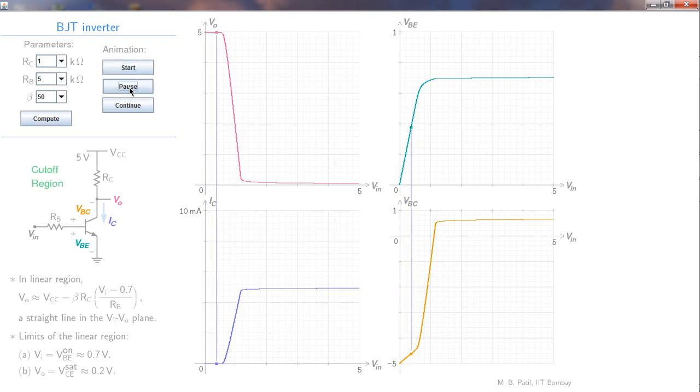Pause. We are now in the cutoff region. The collector current is 0. If the collector current is 0, VO gets pulled up to VCC. That is what we see here.